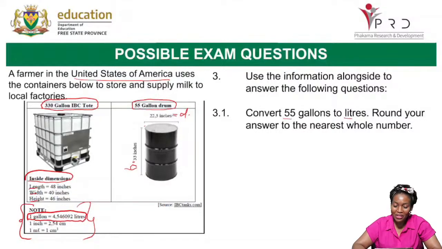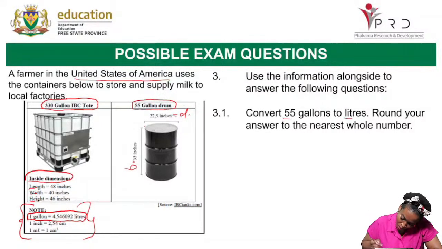Welcome back. Let's do this together. I hope you guys have the answers now. So remember, what are we doing? We are supposed to convert the 55 gallons to liters. We don't know the conversion factor. We are not even expected to know it. That is why they give us the conversion factor.